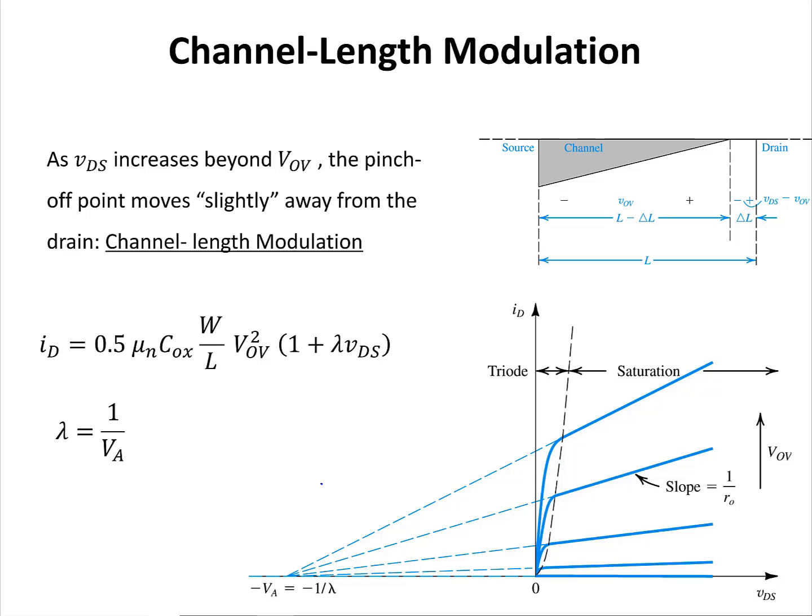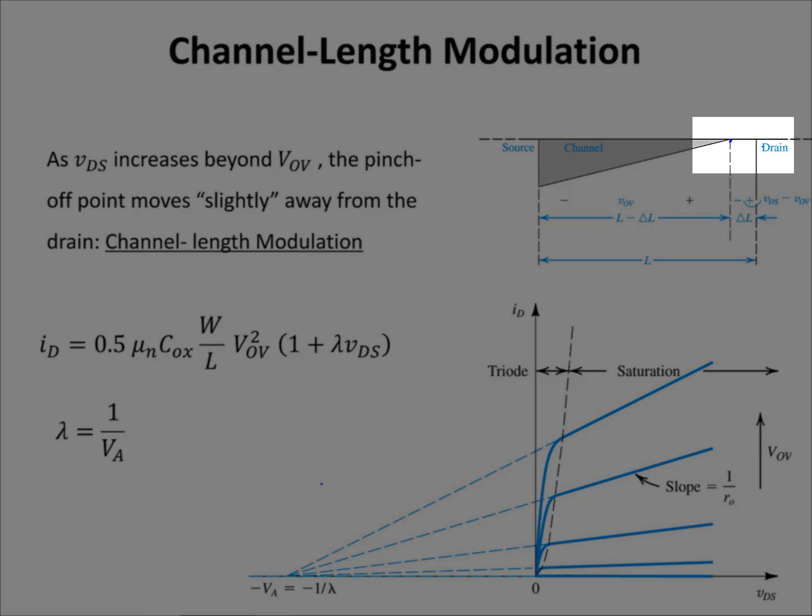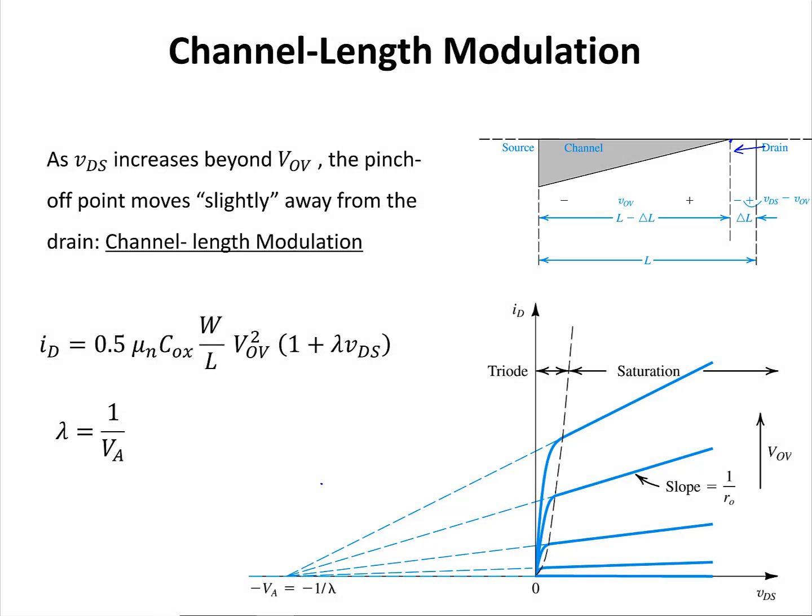MOSFETs have another feature called channel length modulation, and that is, as VDS increases beyond V overdrive, this pinch-off point moves away from the drain. This phenomenon is called channel length modulation, and because the channel length decreases, the drain current is going to increase. To take that effect into account, the drain current is revised to this equation. So in the saturation region, the effect of VDS is taken into account for calculating the drain current.